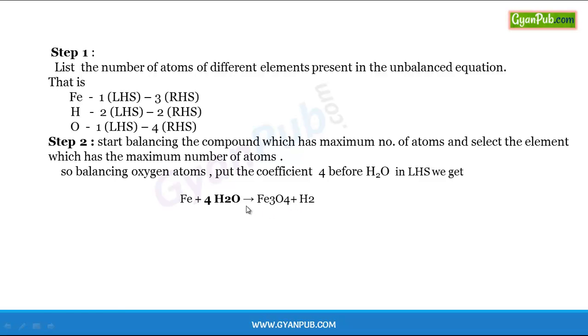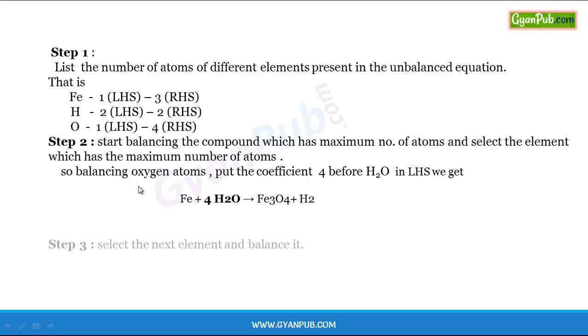So here, again listing the number of atoms: iron has one atom on the left hand side and three iron atoms on the right hand side, 8 hydrogen atoms on the left hand side and 2 hydrogen atoms on the right hand side, and 4 oxygen atoms on the left hand side and 4 oxygen atoms on the right hand side. So the oxygens are balanced now.